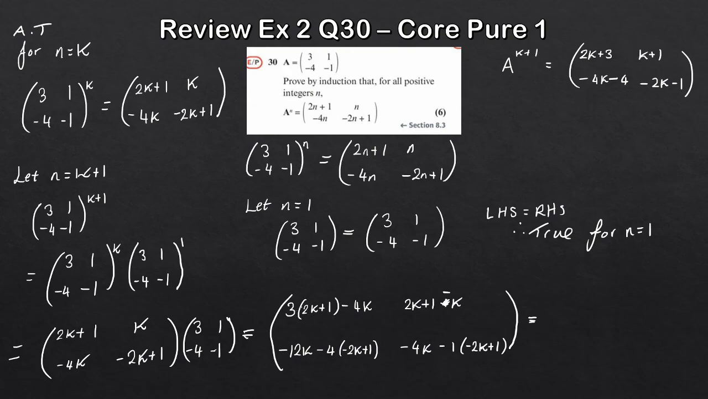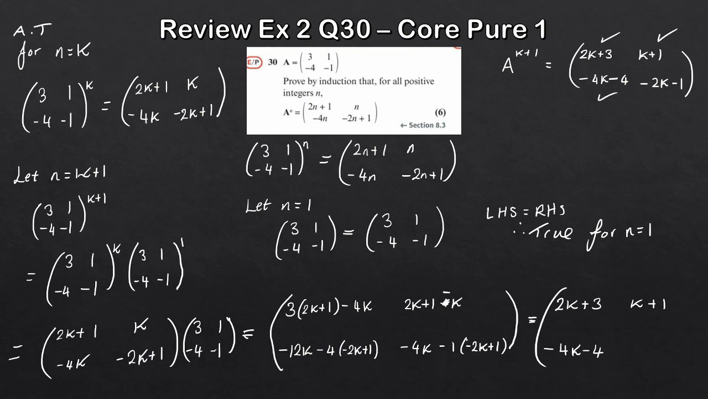So 3 times 2k, 6k, minus the 4k, so that's 2k. 3 times 1 is 3, so we just get left with 2k plus 3. Okay, so that's that one done. 2k plus 1 minus k, that just gives us k plus 1. And again, we get what we needed there. Minus 12k, minus 4 times minus 2k, so that's plus 8k. So minus 12k plus 8k gives us minus 4k. That's good. And then minus 4 times positive 1 gives us minus 4 there.